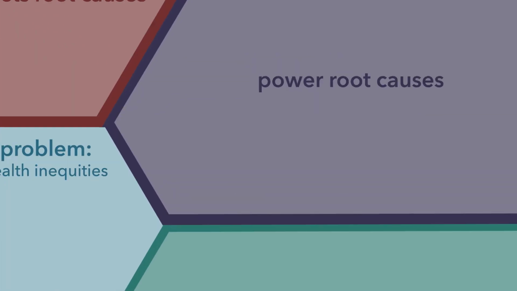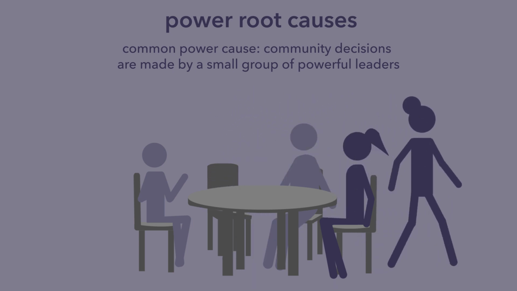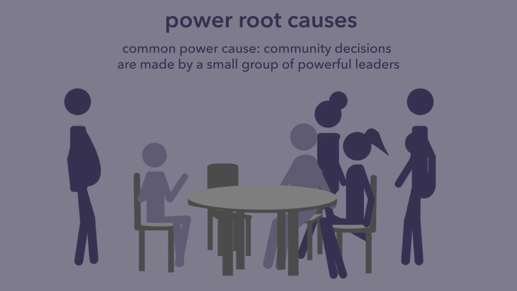System root cause 2: power. Power has to do with how decisions are made and who participates. A common power root cause contributing to health inequities is when community decisions are made behind closed doors by a small group of powerful leaders, versus through a more collaborative process involving diverse stakeholders, including residents.